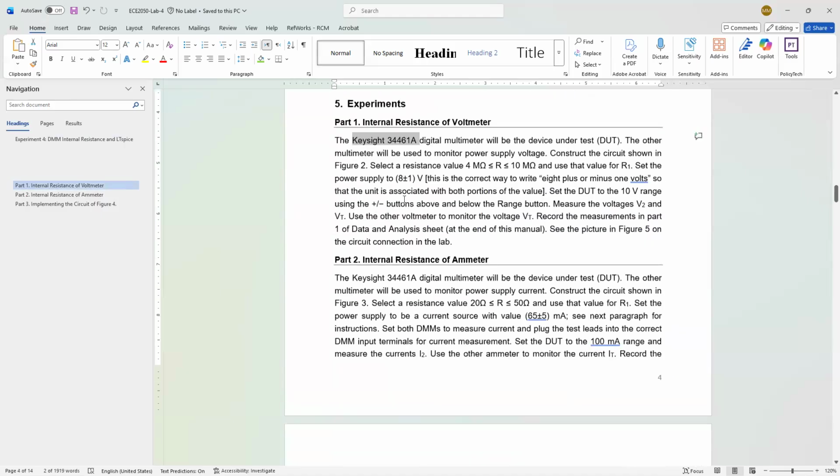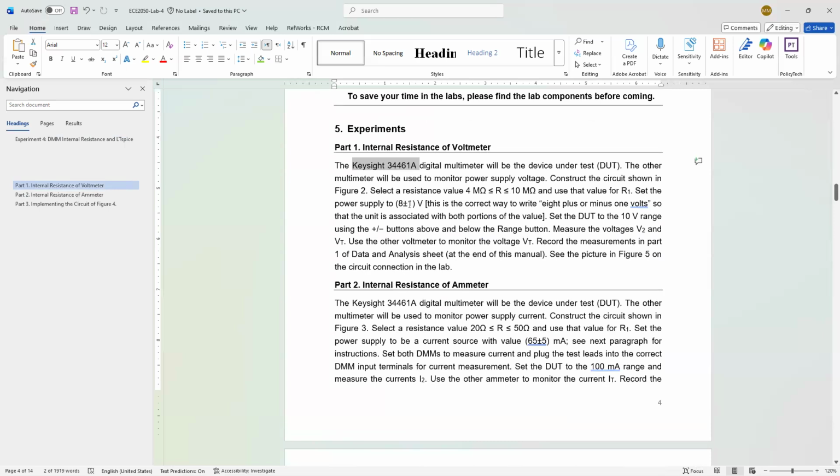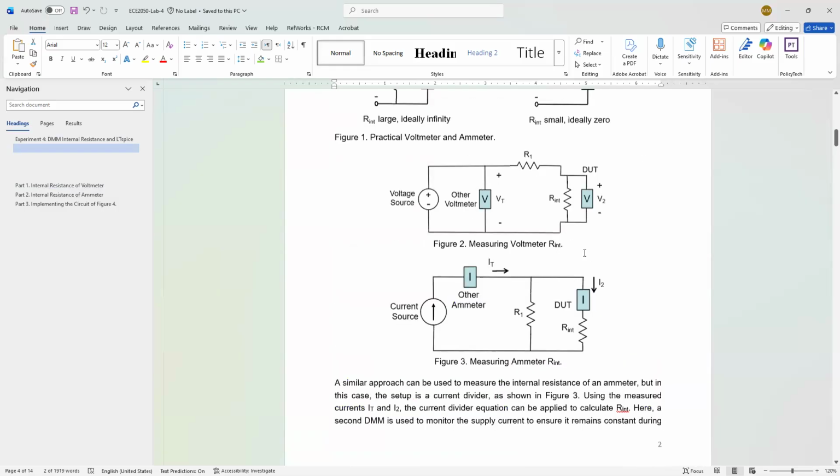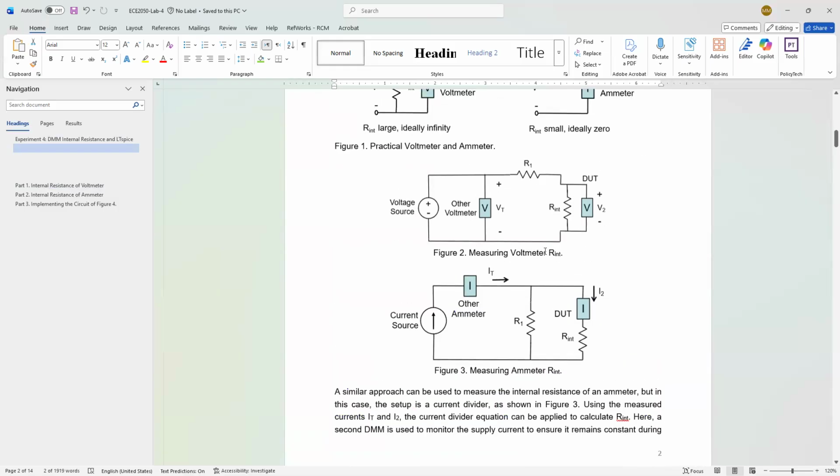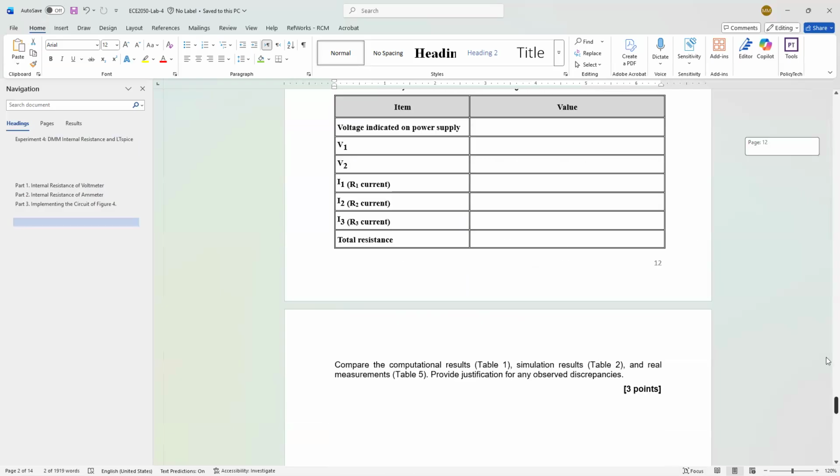Then for the power supply, make it 8 plus or minus 1 volt. That means it's between 7 and 9 volts. Here I give you all the details. After you set up the circuit this way, you have to measure the voltage here, and also this voltage. You need to know R1, and you already know I1. So the only thing you don't know is R internal. So you have to fill up the table here.